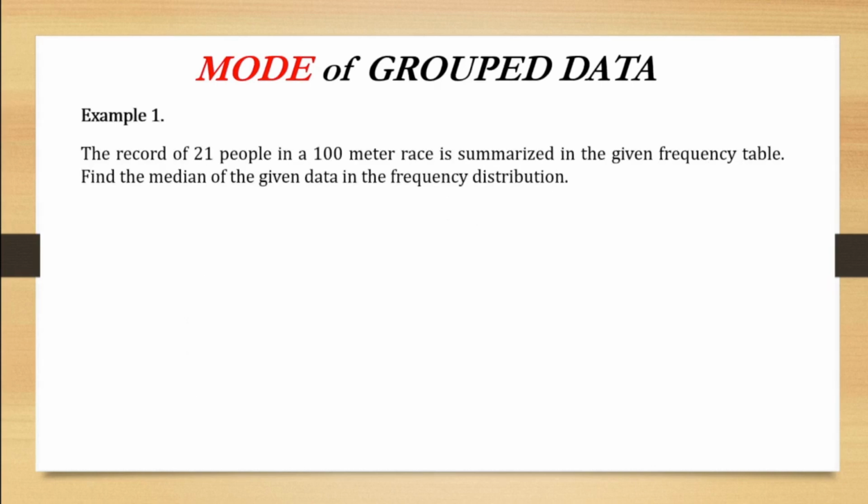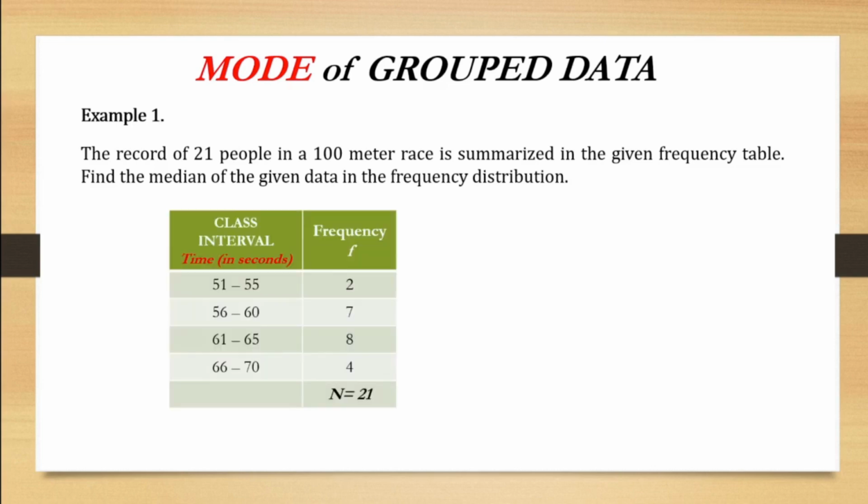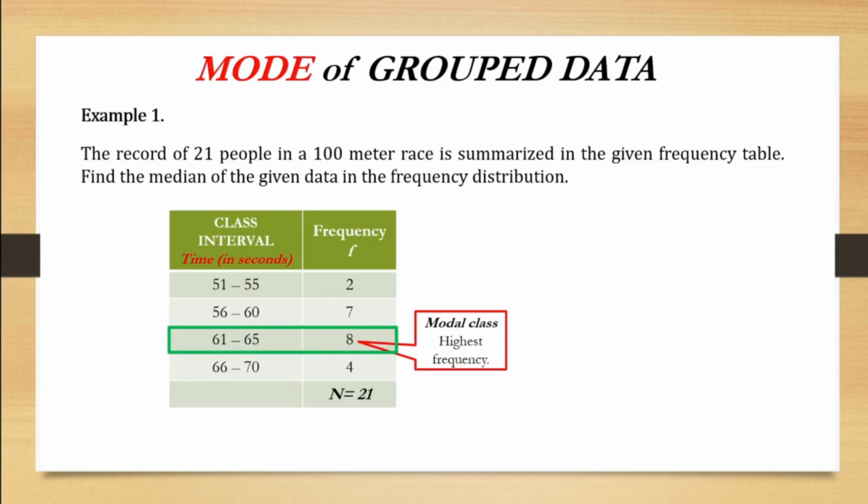Example number 1. The record of 21 people in a 100-meter race is summarized in the given frequency table. Find the mode of the given data in the frequency distribution. This is our frequency distribution, where the first column is our class interval in time per seconds, and the second column is our frequency. Since we are going to find the mode of the grouped data, we have to identify first the interval with the highest frequency, and that is the interval 61 to 65, with highest frequency 8. This row is considered as the modal class.